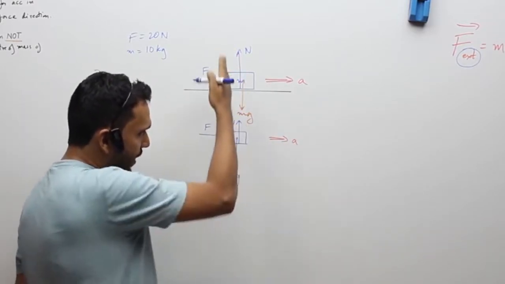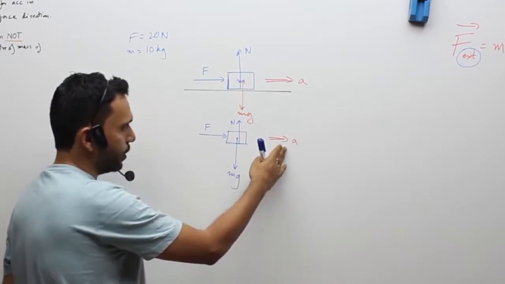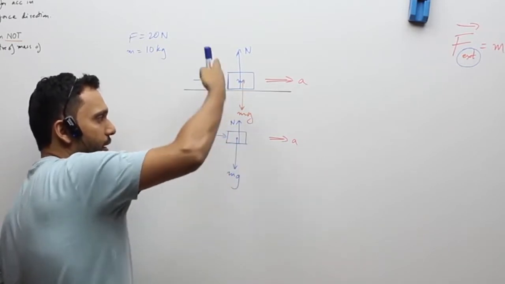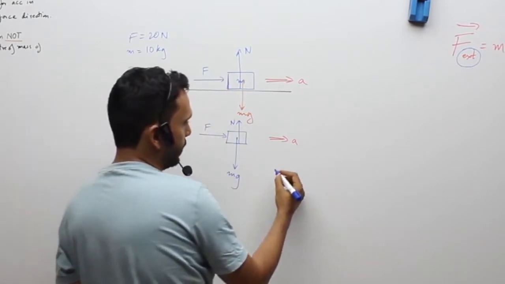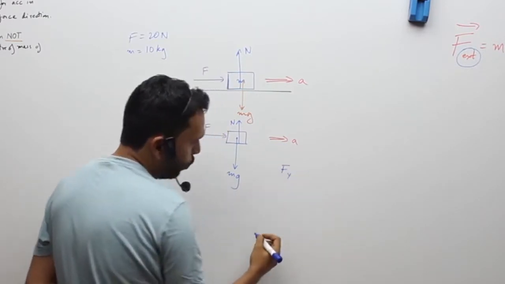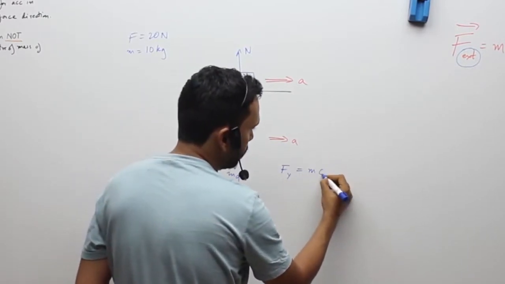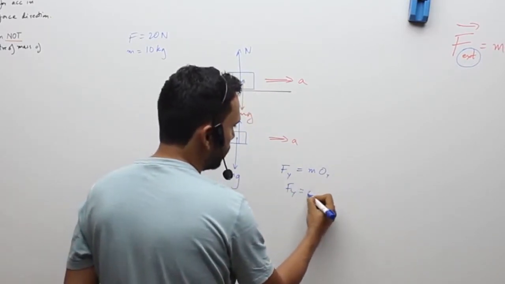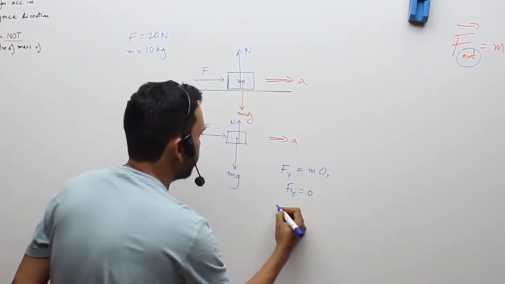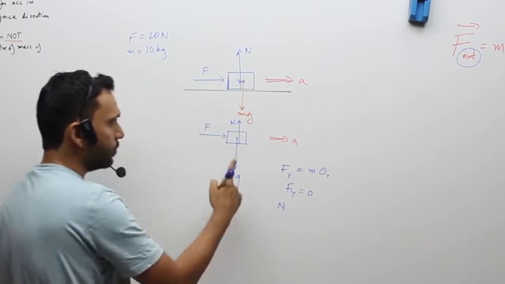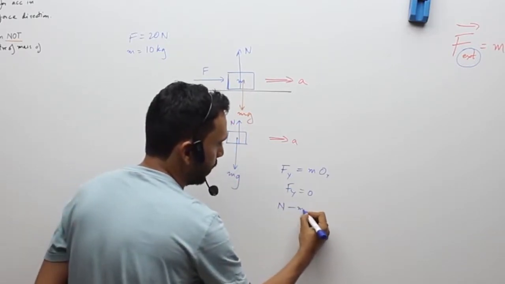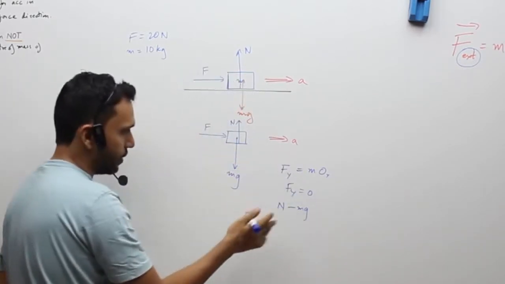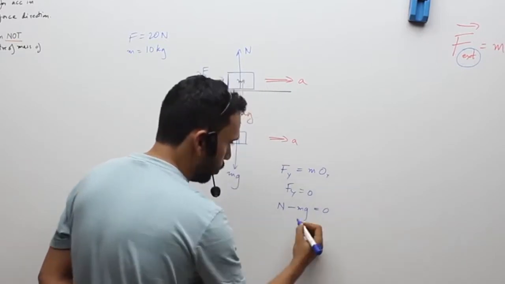The ones which are 90 degrees to it are not responsible for the acceleration. They would be responsible for a perpendicular acceleration, which is not present in this case. So we can say that total Fy, vertical, must be equal to mass into zero acceleration, meaning total Fy must be zero. So is it so? Let us see. N is upwards, mg is down. So total Fy is N minus mg, if we are considering upward as positive. This must be equal to 0.